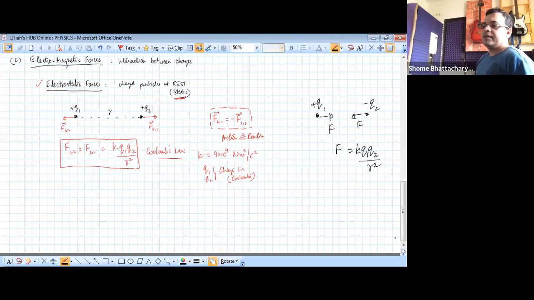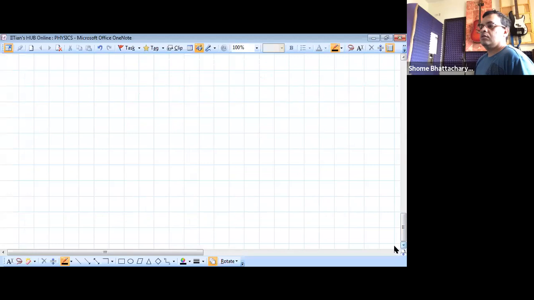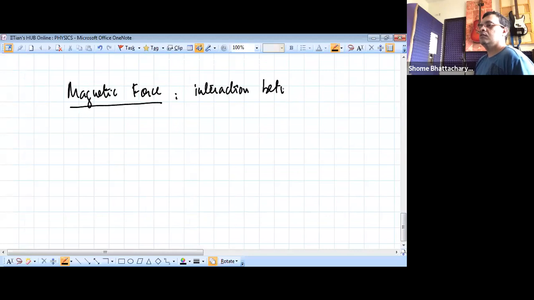Now the other type of interaction between charged particles is what we call the magnetic interaction. So magnetism, or magnetic interaction, is the interaction between moving charges.